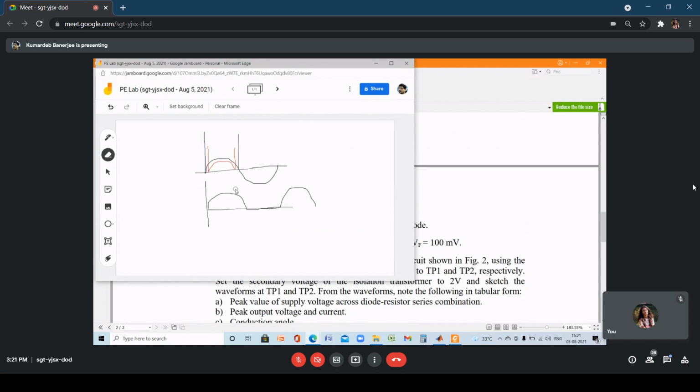It's a unitary conversion. That means you find the conduction time, and multiplied by 18, you will get the conduction angle, in degrees. Clear? Any question? Any query?